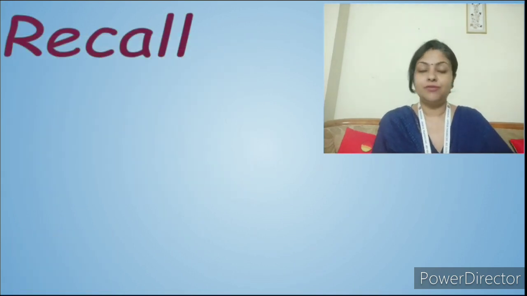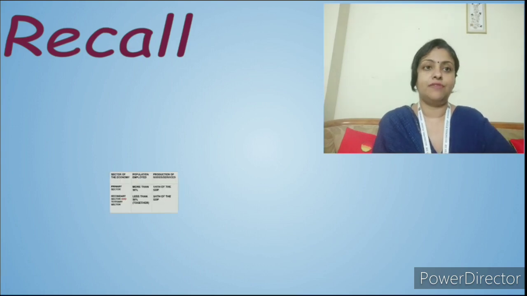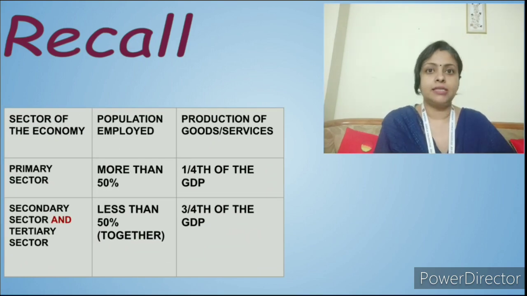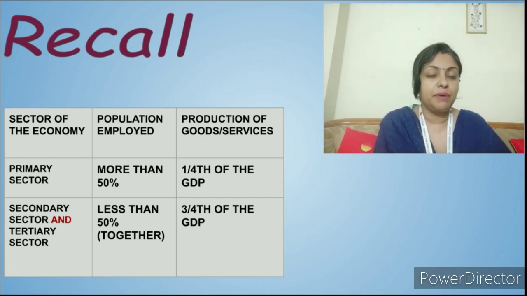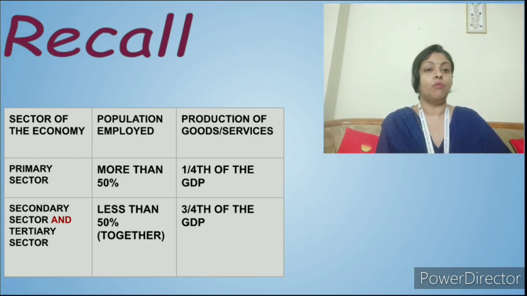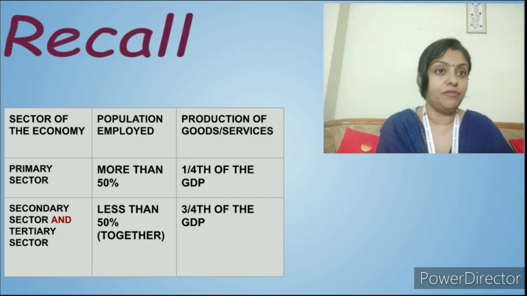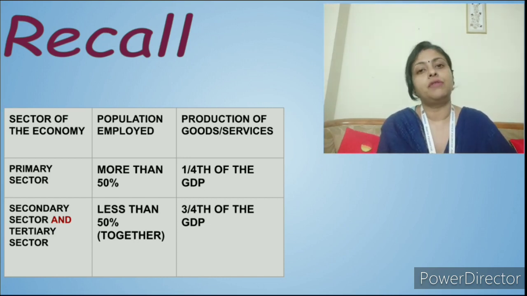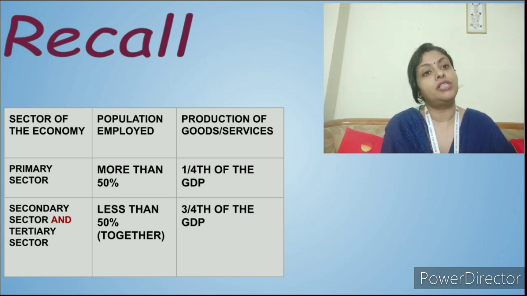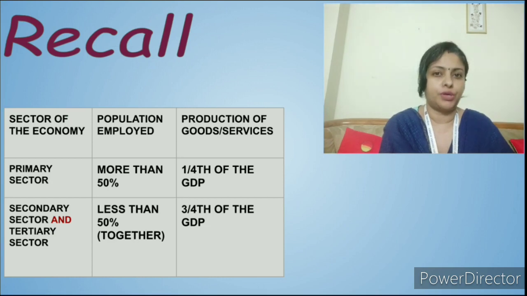Okay, so let's recall what we did in the last video. We discussed the population, we discussed the number of people working in a particular sector, and we found out that most of the people are still working in the primary sector, more than 50% of the population, whereas the contribution of the primary sector to the GDP, that is the gross domestic product, is still only 1/4.